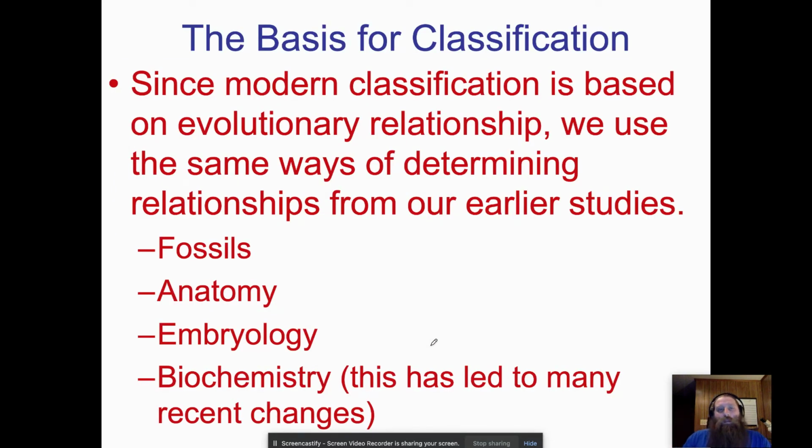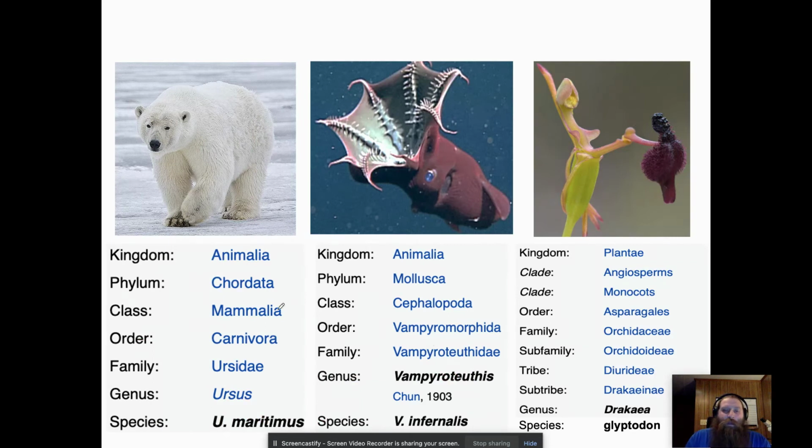Now, when we look at how we actually classify stuff, so like where do we get those names? Well, we're actually looking at the same relationships that we saw when we studied evolution. So we're going to look at their fossils, their anatomy, embryology, and biochemistry. And biochemistry is actually more of a recent thing, and it's led to some changes in the way we classified some things.